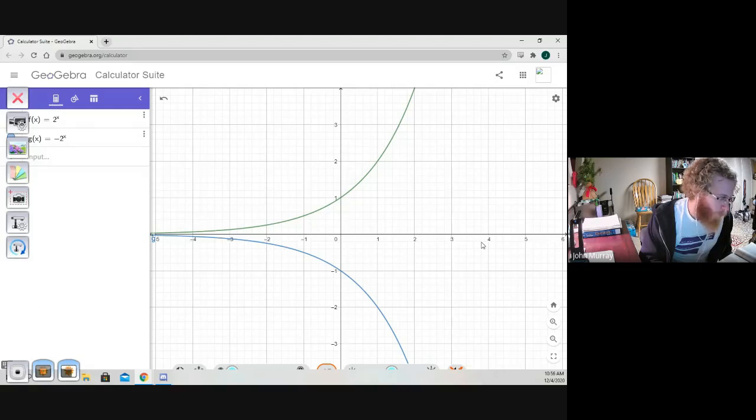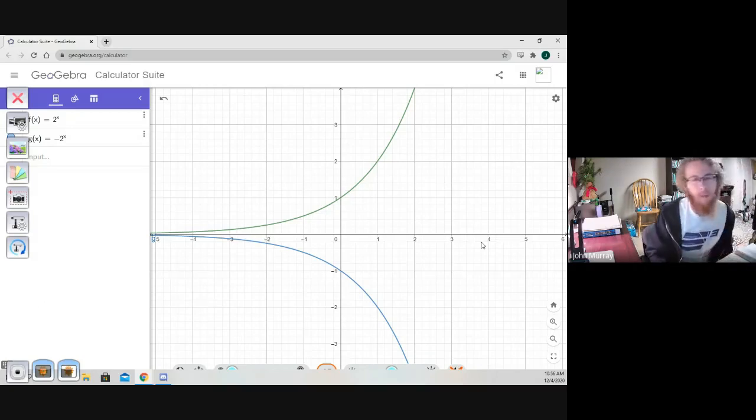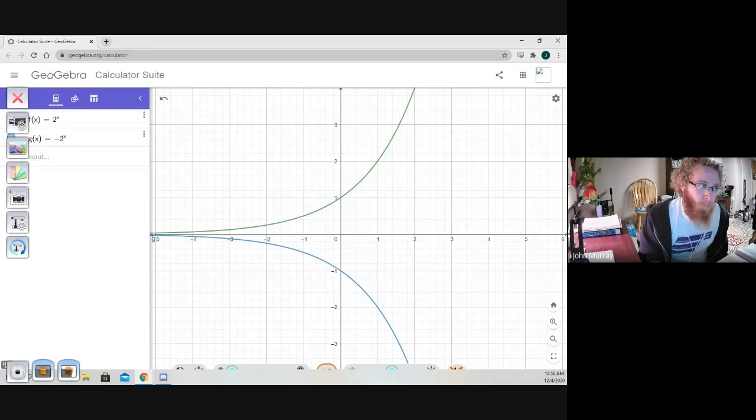So we can perform all of our transformation operations on this, just like we did with our normal polynomials and other various functions. Okay, I'll save that for next week. All right, guys, any questions about this? No.